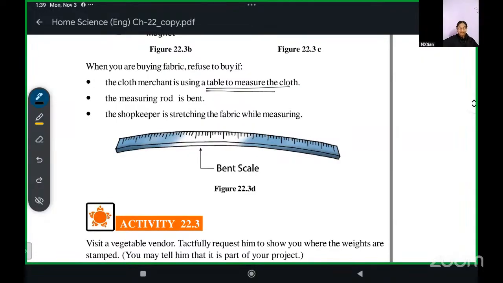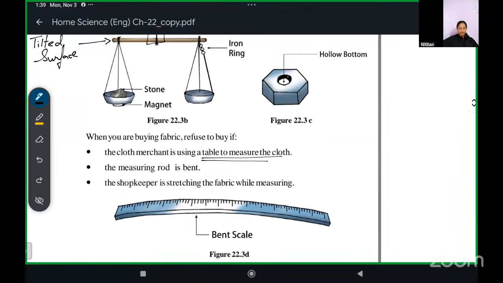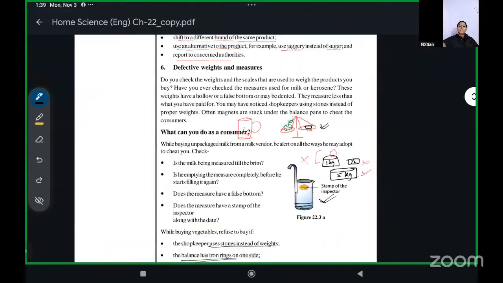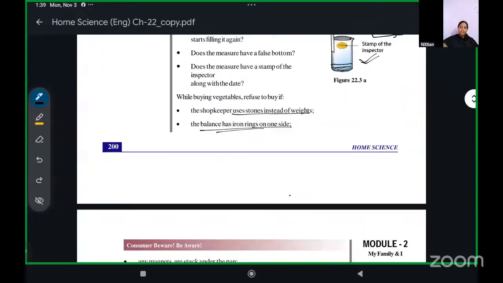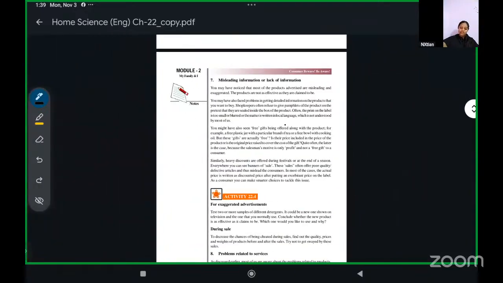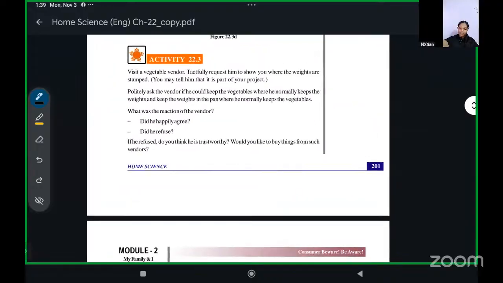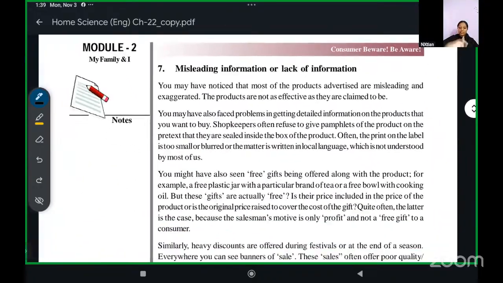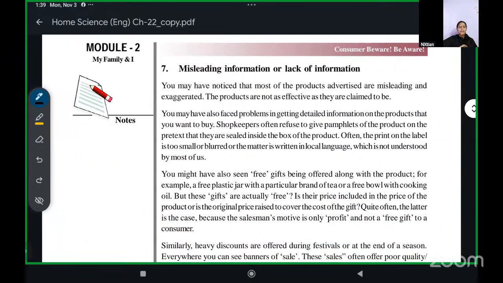Any doubt till now? No? Okay. We will stop here for today. Tomorrow we'll check out the activity and we'll check out misleading information or lack of information. I will plan out an activity for this chapter and I'll let you know.